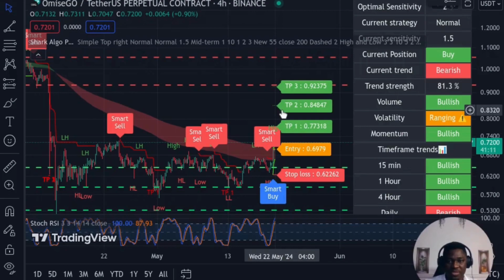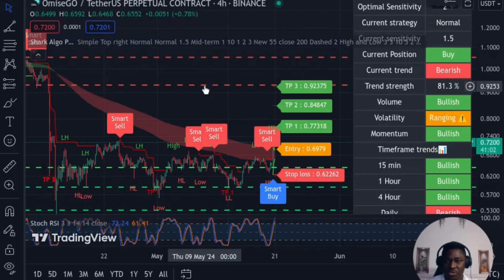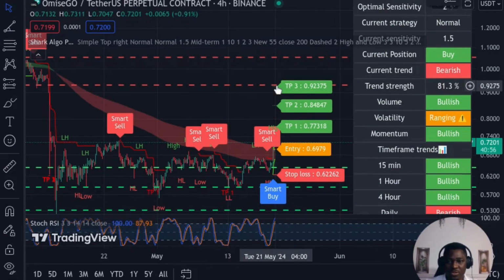When we get to our TP2, we'll close 50% of what is left. And finally, we'll close the trade when we get to TP3, because TP3 corresponds to a major resistance level, so we're actually expecting the price to retrace when it gets to TP3. So we'll close the trade at TP3 before this retracement.